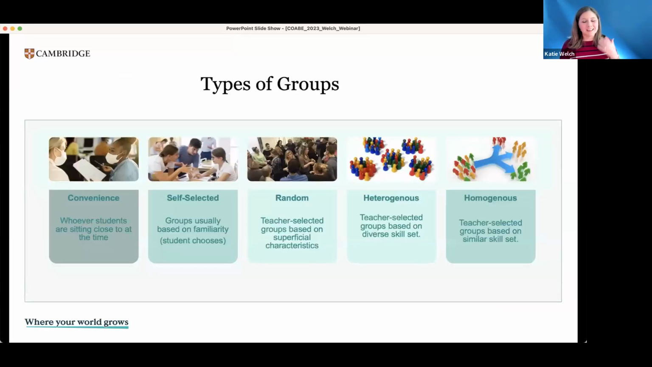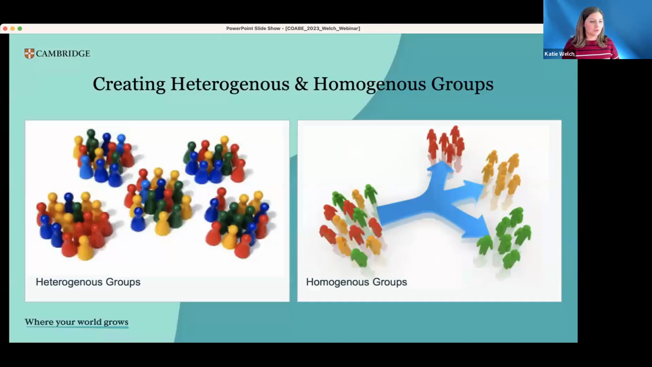But ultimately, in differentiation, the goal is to move to these last two, which are heterogeneous and homogeneous groups. This is where the teacher is selecting the groups based on the skills, readiness, and ability level of the students. These are teacher-selected groups. A heterogeneous group means that you're purposefully mixing abilities, and a homogeneous group is where you are purposefully grouping similar ability levels together to work together.